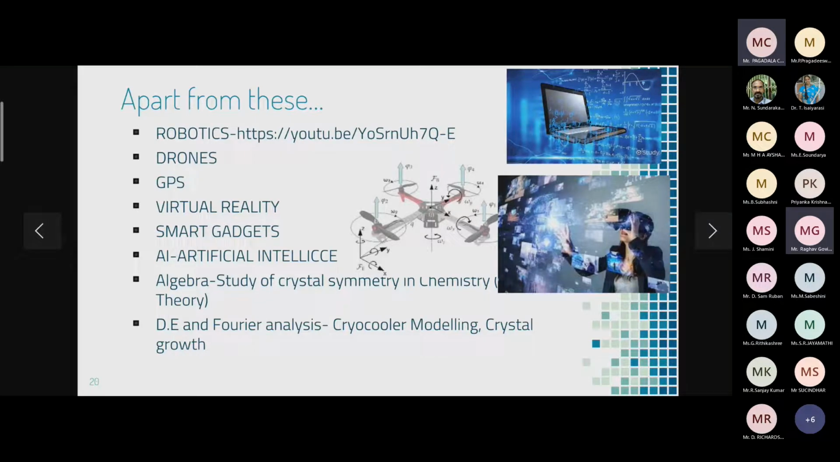And the third one, GPS. GPS uses a mathematical model to calculate the present position of a moving vehicle based on the previous measurements of its position. And artificial intelligence involves linear algebra, and virtual reality involves calculus, analytical geometry, and so on.